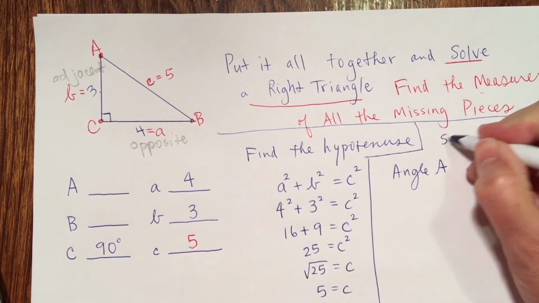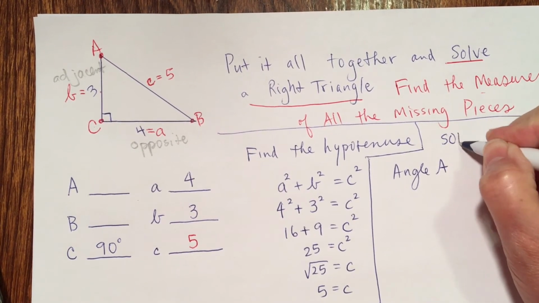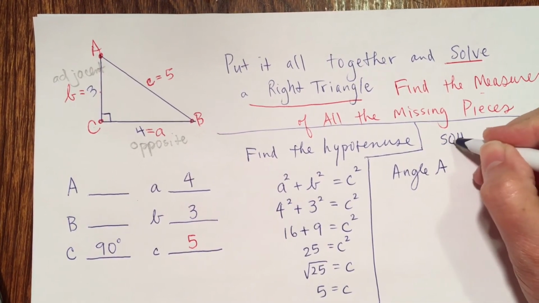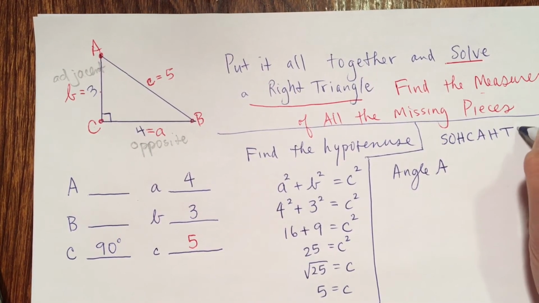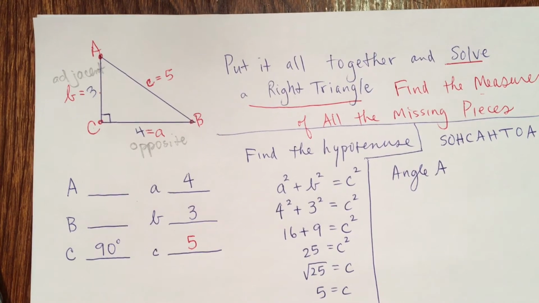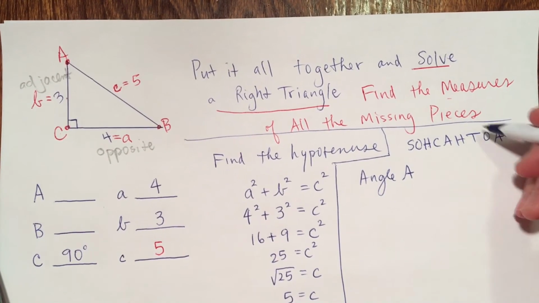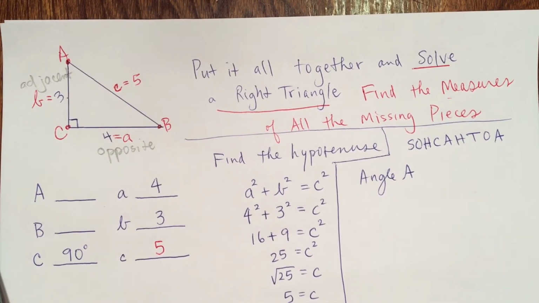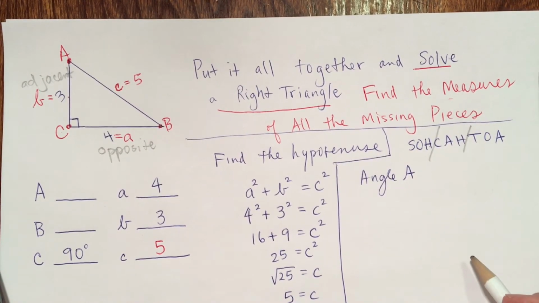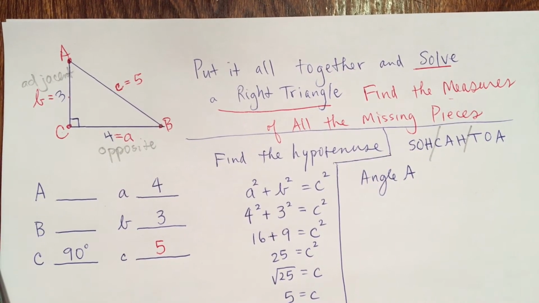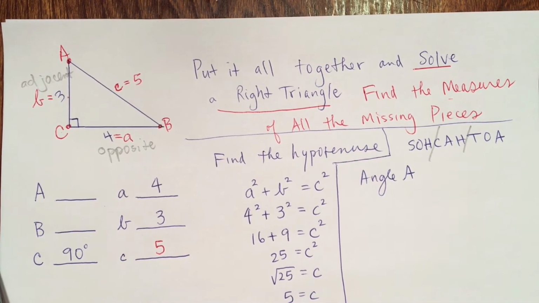Well, let me write out SOHCAHTOA. Some old hippie caught another hippie tripping on acid. That works for me. Okay. Now, I'm going to split this into 3 little parts there. And tangent is opposite and adjacent.